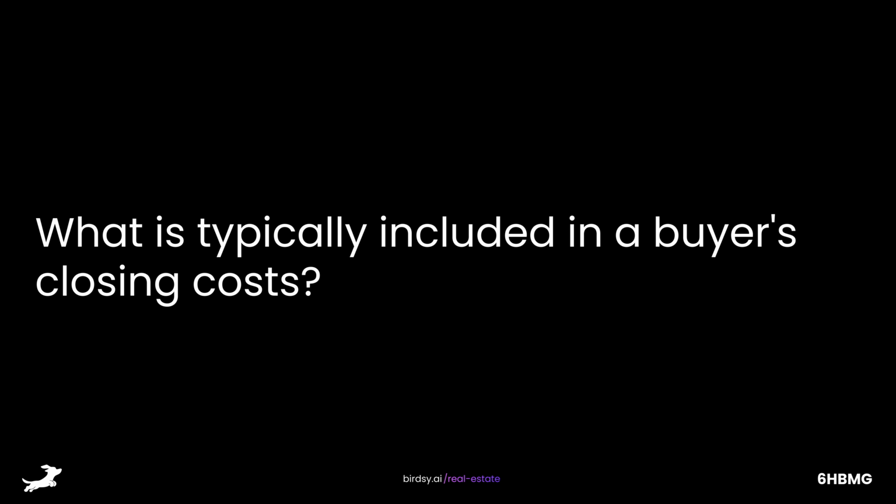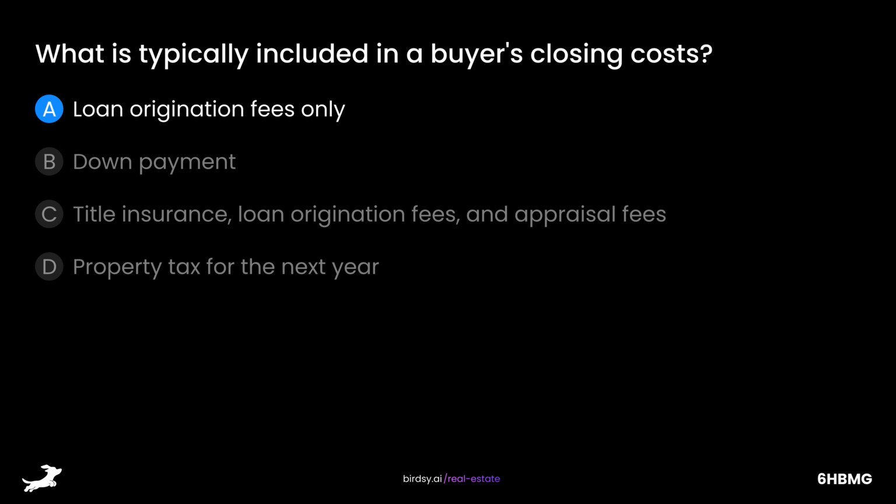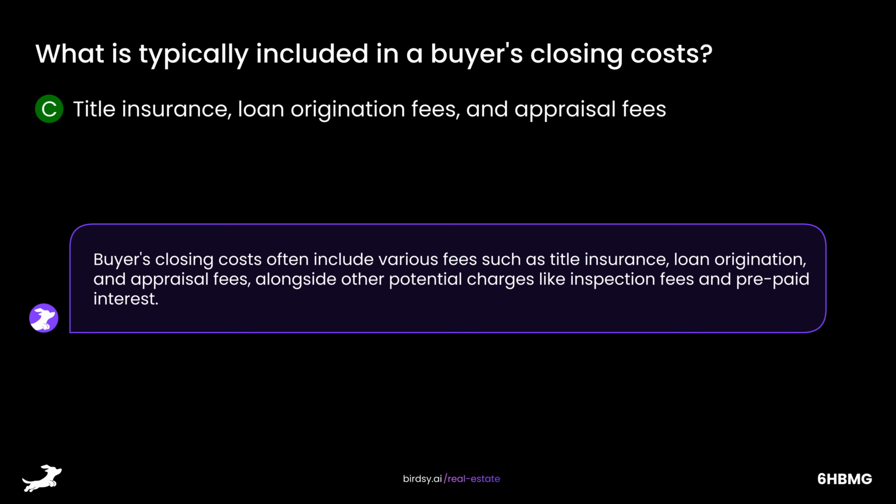What is typically included in a buyer's closing costs? Is it A, loan origination fees only, B, down payment, C, title insurance, loan origination fees, and appraisal fees, or D, property tax for the next year? The answer is C, title insurance, loan origination fees, and appraisal fees. Buyers' closing costs often include various fees such as title insurance, loan origination, and appraisal fees, alongside other potential charges like inspection fees and prepaid interest.